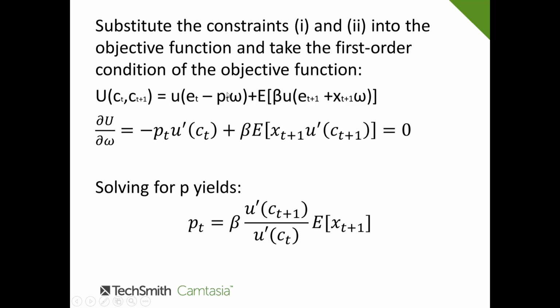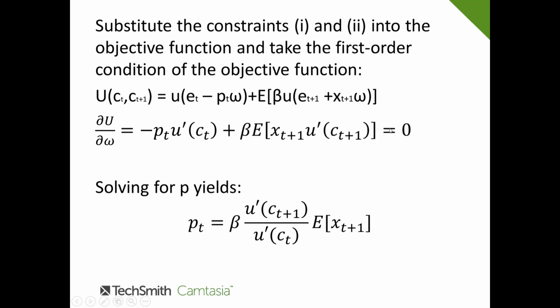I'm going to use the chain rule to do this. I take the partial derivative with respect to omega. I pull out my negative pt times, and I'm not going to place a functional form on this utility function of consumption, I'm just going to say it's negative pt times the marginal utility of consumption in time period t, plus, let me pull the discount factor beta outside the expectation here, as well as the expected payoff, the payoff in time period t plus 1, times the marginal utility of consumption in time period t plus 1. So I've just used the chain rule here to take this partial derivative.